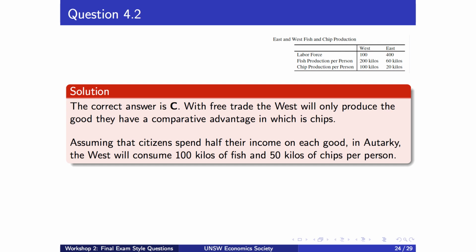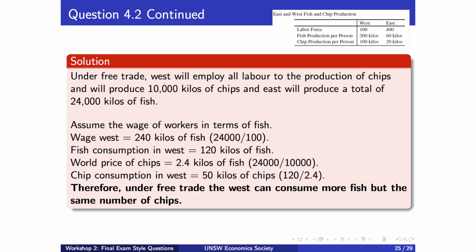Let's consider fish and chip consumption in autarky versus free trade for the West. Assuming that citizens spend half of their income on each good, in autarky, the West will consume 100 kilos of fish and 50 kilos of chips per person. Once the economy opens up to trade, the West will employ all labour to the production of chips and will produce 10,000 kilos of chips, and the East will employ all labour to fish production, producing a total of 24,000 kilos of fish. The price of fish is now 0.417 kilos of chips.